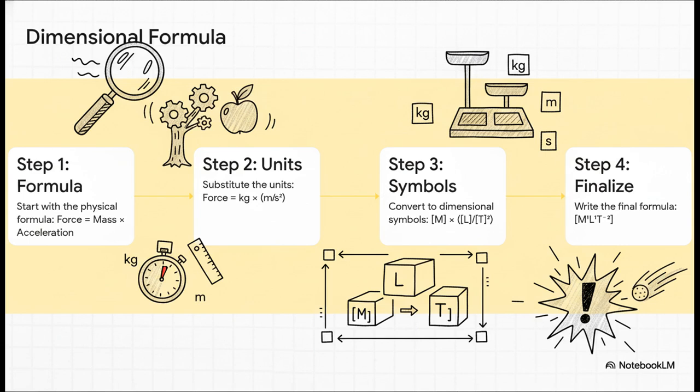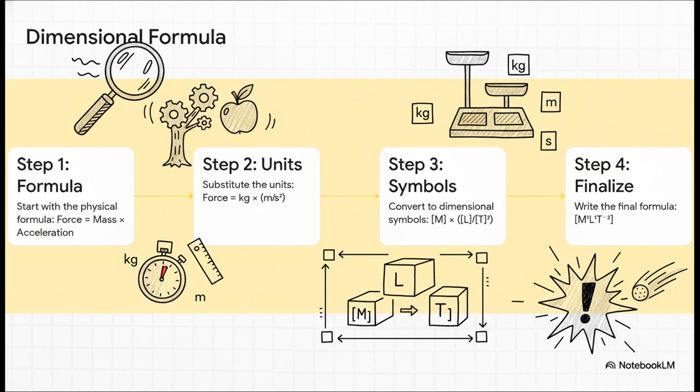So how do you actually do this? Let's take our old friend force. It's a simple 4-step recipe. Step 1, start with the formula you know. Force equals mass times acceleration. Step 2, think about the basic units. That's kilograms for mass and meters per second squared for acceleration. Step 3, swap the units for the dimension symbols. A kilogram is a mass, so it becomes M. A meter is a length, L. A second is a time, T. So now we have M times L over T squared.